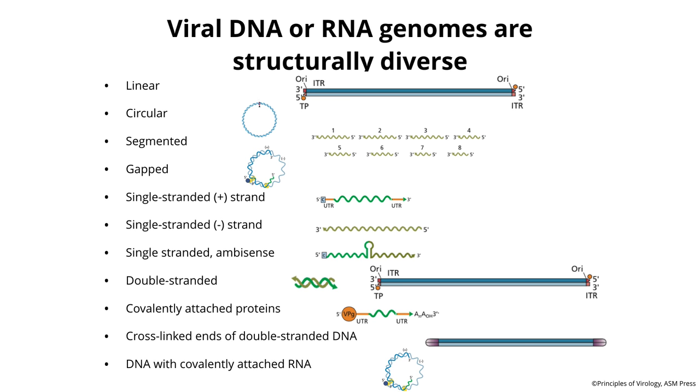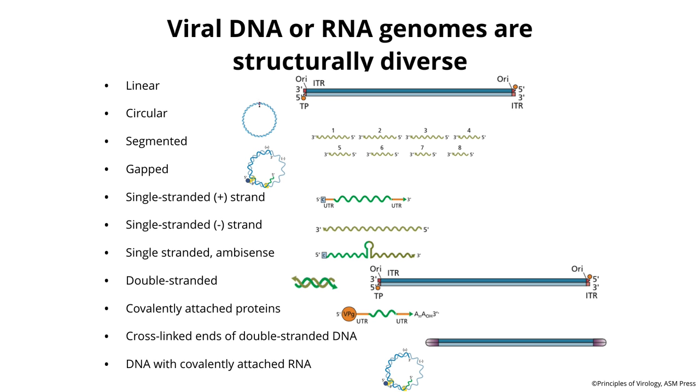RNAs can be single-stranded, either plus or minus, as we saw. They can be even ambisense. This is a weird one. They have both plus and minus character in them. Can be double-stranded, either RNA or DNA. These are two different kinds. Here's an RNA double-stranded. Here's a DNA double-stranded.